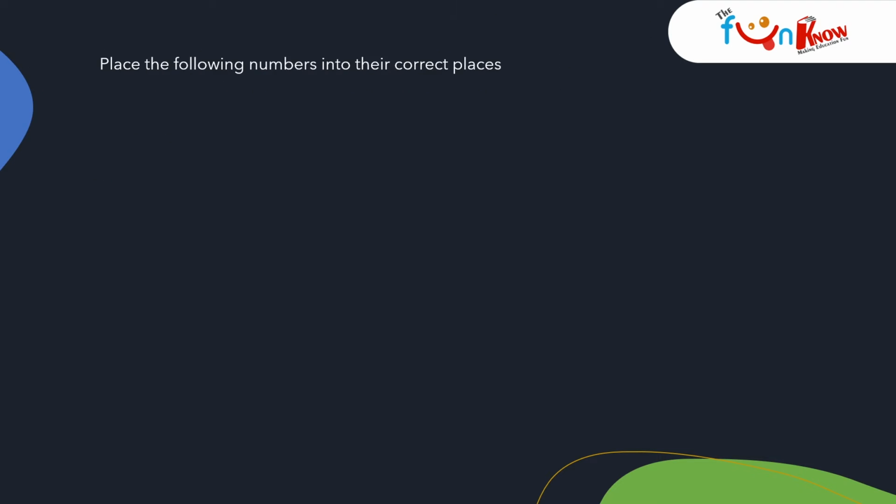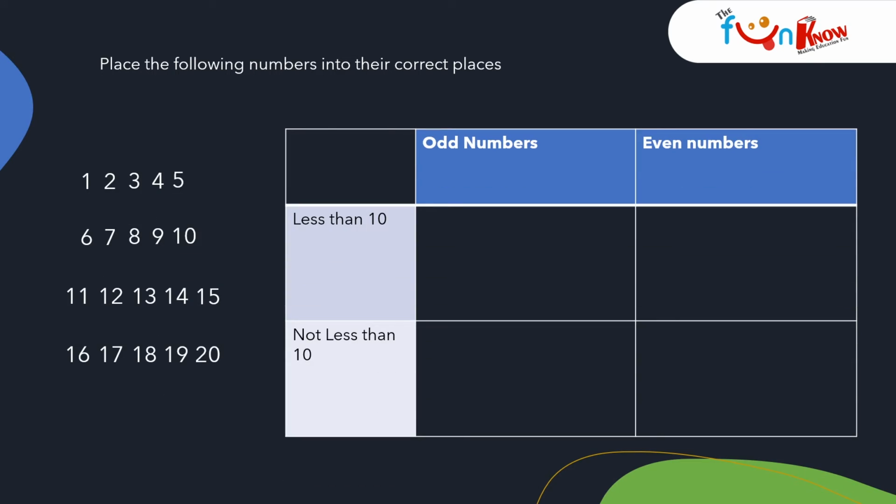Okay, now we'll go towards the next figure. Students, look at this place. Here in this table, there are two columns: one column is known as odd numbers and the other column is known as even numbers. The first row will have numbers which are less than 10, and the second row will have numbers not less than 10, that is, more than 10, right? Now students, let's see the answers one by one.